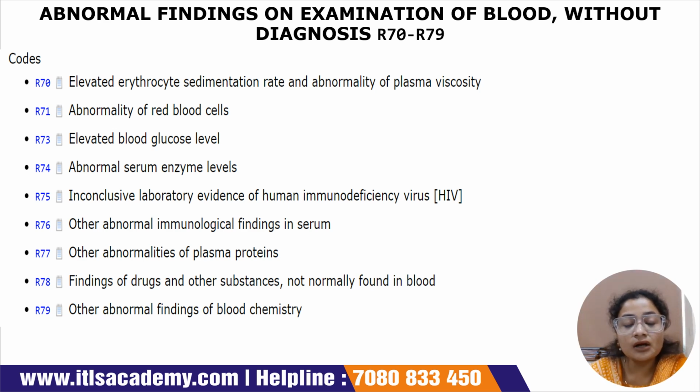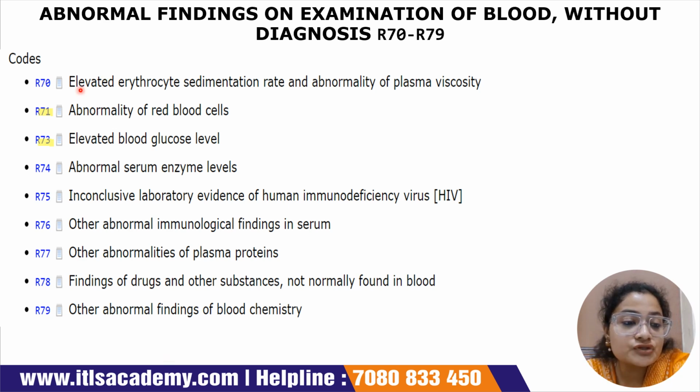In this third part, we will be starting with the codes running from R70 to R79, which correspond to abnormal findings on examination of blood without diagnosis. These are the different codes as we can see over here. They follow a chronological manner with only one exception, which I will highlight: after R71 we directly have R73, so there is no R72.